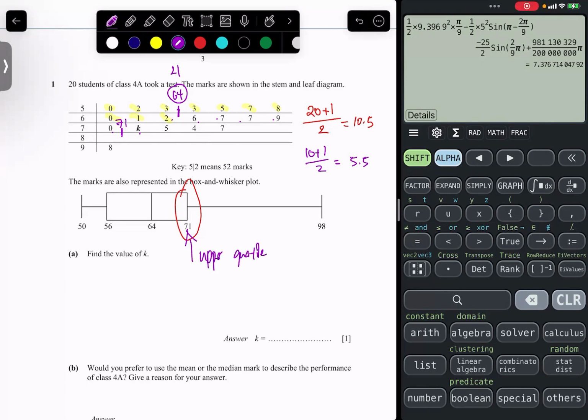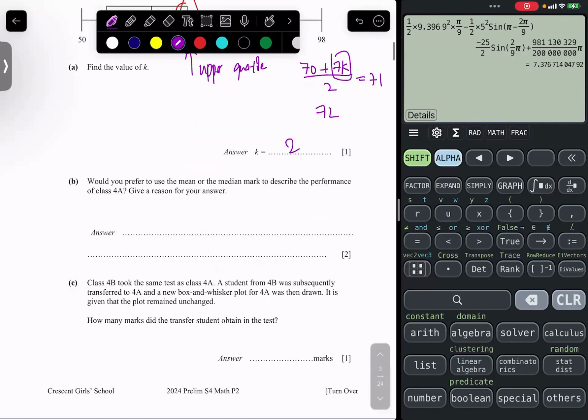Okay, so it takes the mean result of 70 and 70K, right? So 70 plus 70K over 2. It's not 7K, it's 70 and the K value, right? Divided by 2 equals 71. So this value must be equal to 72, right? So therefore, the value of K is 2.